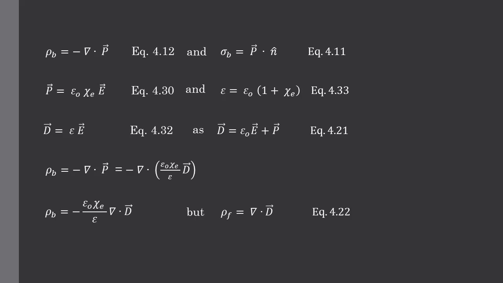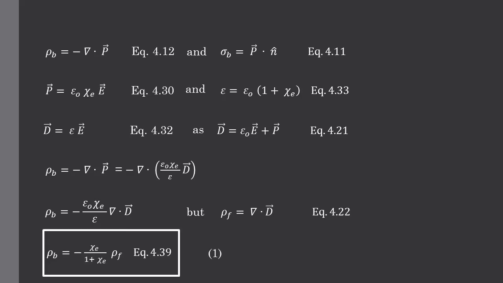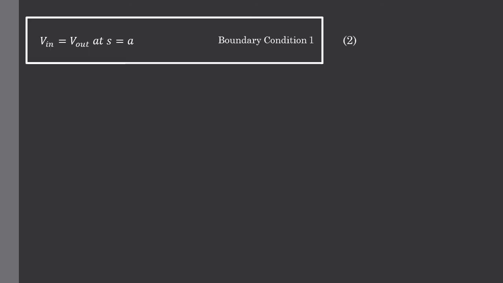And then we can move the divergence through the constants, and then remember that the free volume charge is equal to del dot D. Using that, we can rewrite the bound volume charge in terms of the free volume charge. So we find it's minus chi E over 1 plus chi E times the free volume charge. We will note this result as 1 because it is going to be useful in our problem. The next thing to look at is the boundary conditions.